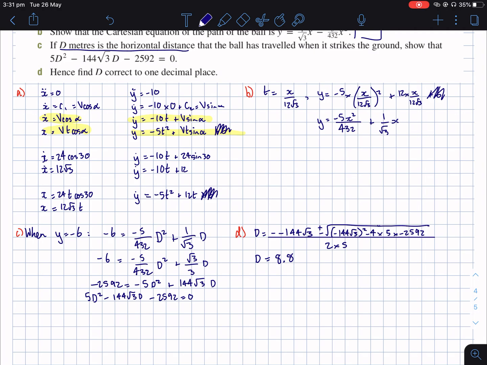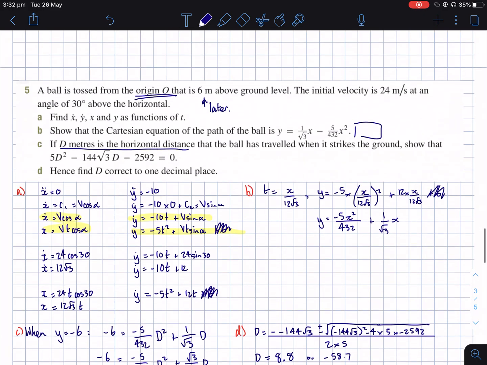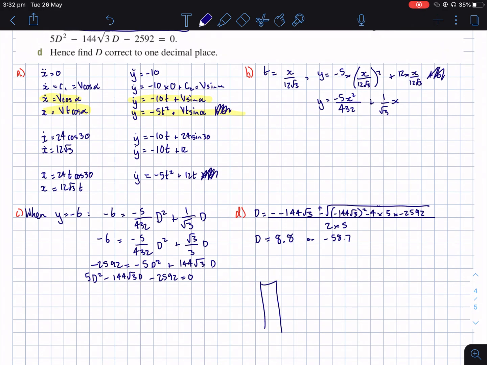Now this is going to come out as a negative answer. Can you tell me, are we going to get a negative d? Well, if you think about that, d is the horizontal distance it's rolled. It's not rolling backwards. So we're taking off from 6 meters above the ground. This is still part of the equation we've just come up with, but we're not actually caring about that bit. So we're just going to take this answer. Yeah, we're only taking that answer, okay?